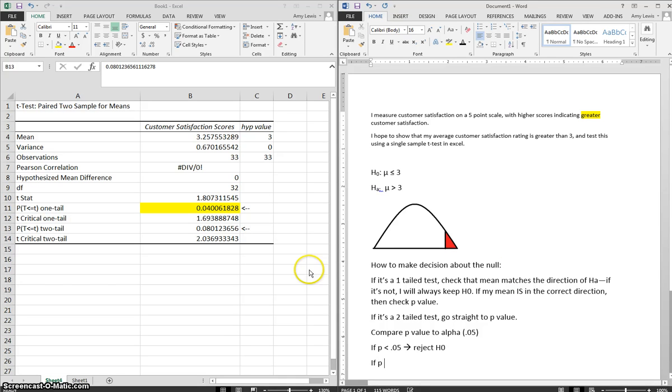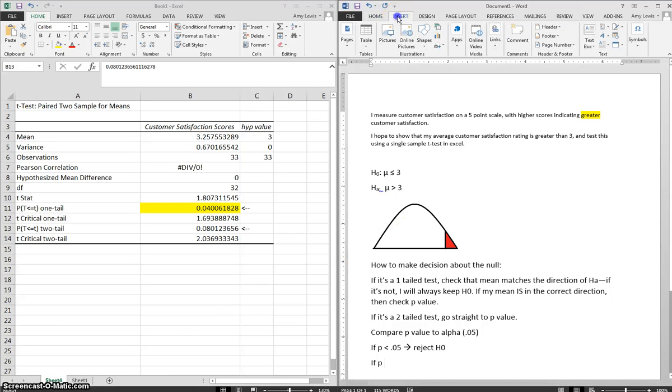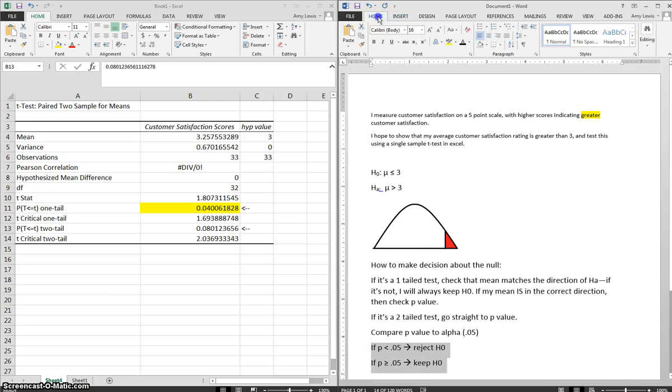If p is greater than or equal to, so let me insert that symbol, 0.05, then I'm going to keep the null. So this is the decision rule I'll use for pretty much all of my hypothesis testing. So that's a very important thing for you to know.